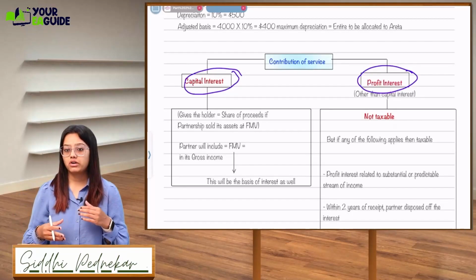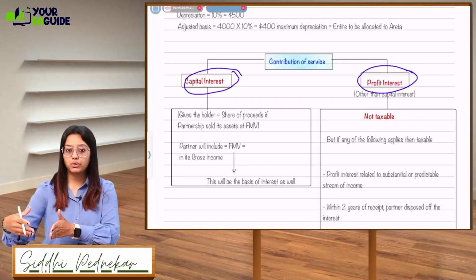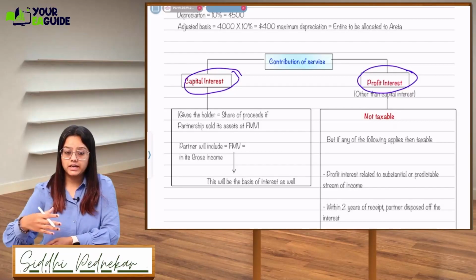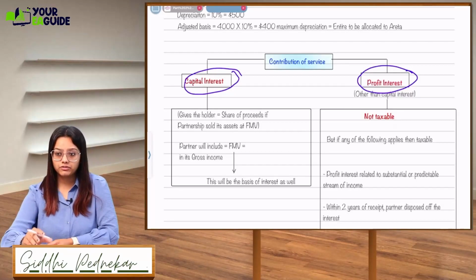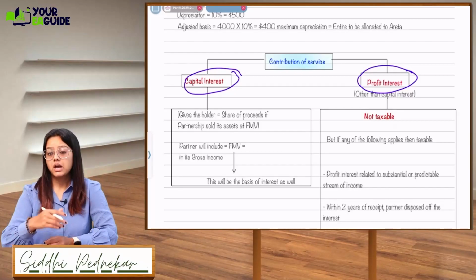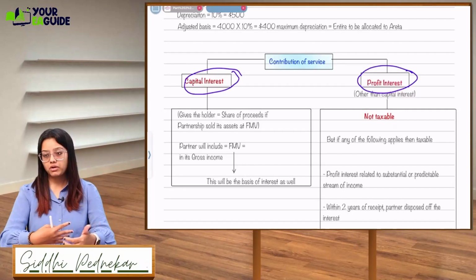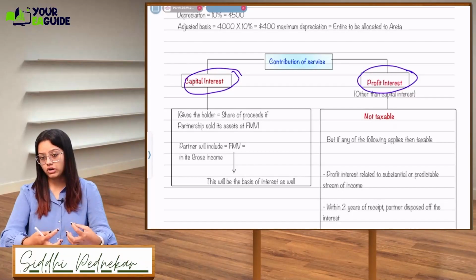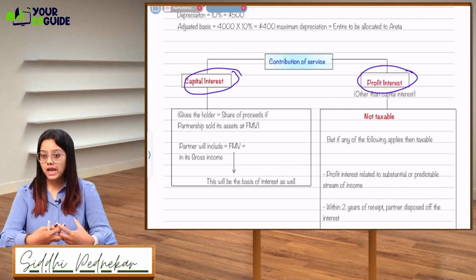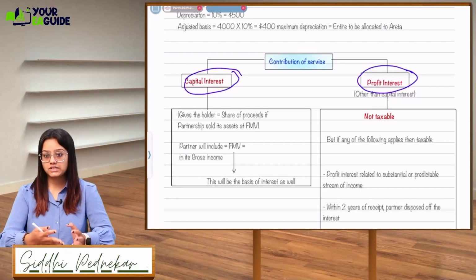Capital interest means what? When a partnership firm is going to get liquidated, whatever assets are getting sold, you have an interest in the value of the asset also. So that is a capital interest. Profit interest means each year when a profit is earned by the partnership firm, you are going to receive a share in the profit sharing. That is a profit interest.